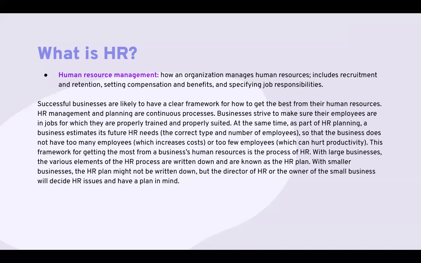With large businesses, the elements of the HR process are written down because it's really large. It has to be managed between many people, it has to be communicated with people, and it has to be planned with people because the operations are fairly large. This is known as the HR plan. With smaller businesses, the HR plan might not have to be written down, but the director of HR, the owner of the small business, will decide HR issues and have a plan in mind. So if it's a smaller business, maybe one restaurant run by a family, then they just have it said verbally. They don't have to really write it down.